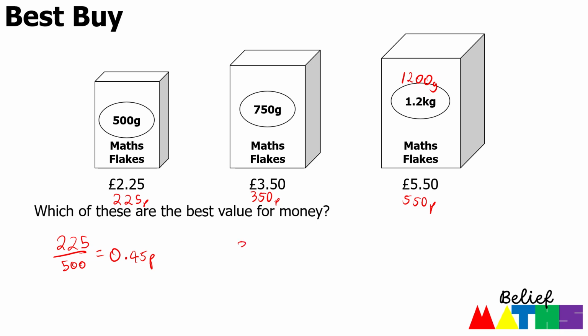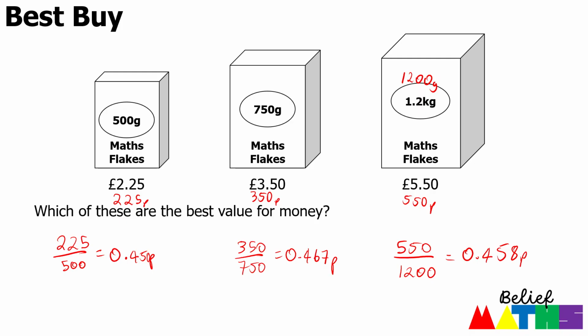The next one, we've got 350p divided by 750 grams. And that gives us an answer of 0.46 recurring, so 0.467p. Okay, so again, we're going to just put 3 decimal places there because we don't know what the last one's going to give us. The final one then, 550 divided by 1200, and that gives us 0.458p. And this just stopped at 45, so that's technically 450. So now we've got the same number of decimal places.